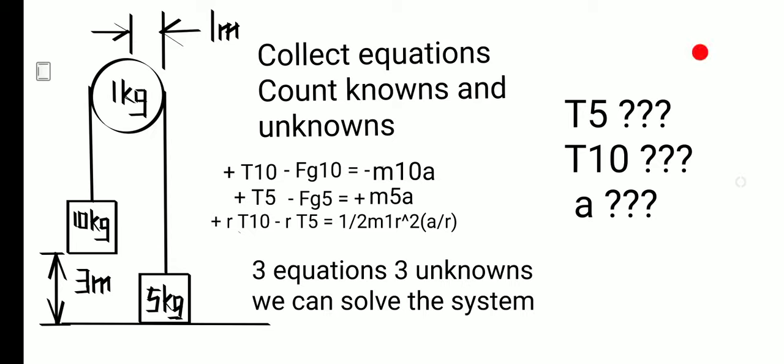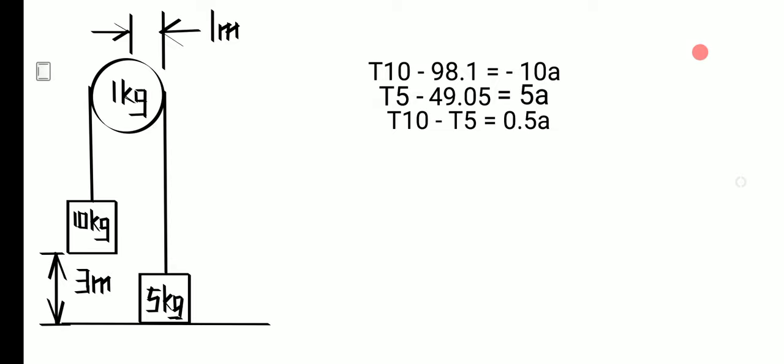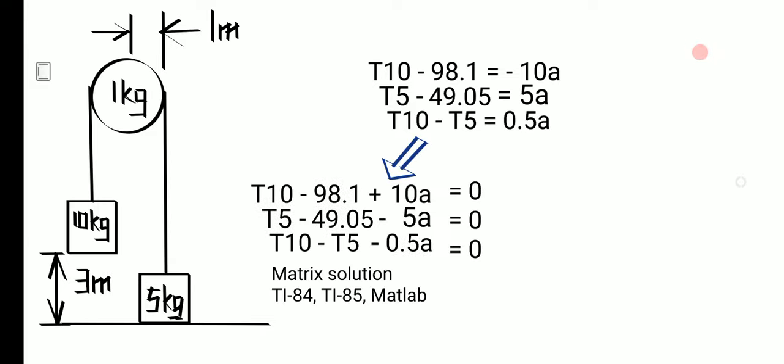Okay, so we have T5, T10, and A. 3 equations, 3 unknowns. We can solve the system. And how do we do that? Well, let's find out. We could solve it in one of 2 ways. We could set up a matrix solution. Here you would use a TI-84 calculator, TI-85, any scientific calculator, MATLAB, or even Mathematica. But most of you, I think, will be using a TI-84. I have experience with a TI-85 and MATLAB, but you can use whatever you want to solve it.